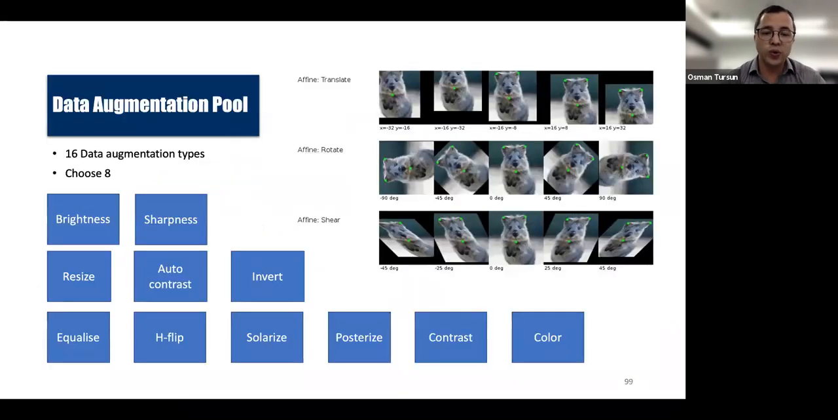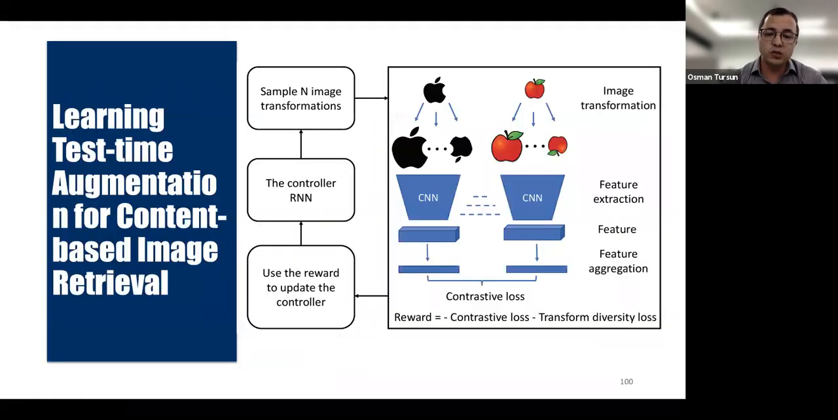To this end, we manually selected 16 popular data augmentations, but it's still a large data augmentation pool. So to further decrease the number of data augmentations, we apply reinforcement learning. Here we have a controller based on an RNN. It will randomly sample n data augmentations. In our case, n equals 8.